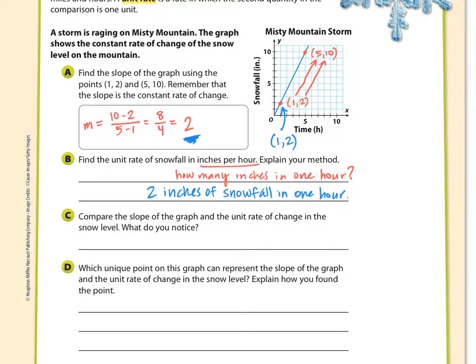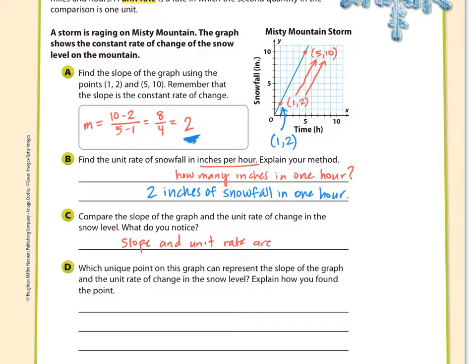Part C, compare the slope of the graph and the unit rate of change in the snow level. So I just noticed this actually, or I just mentioned it, is that slope and a unit rate are equal. They're the same thing.